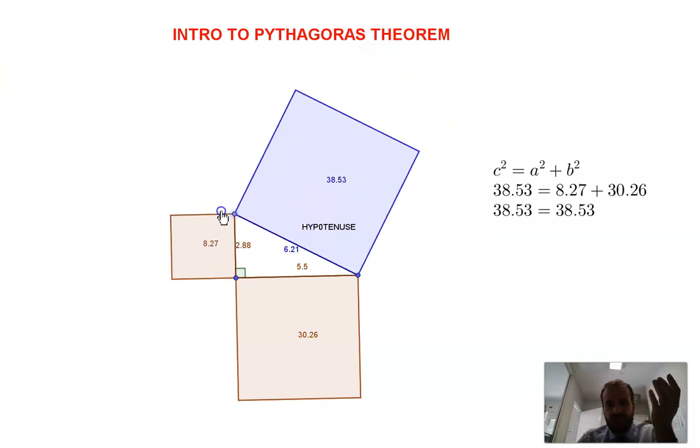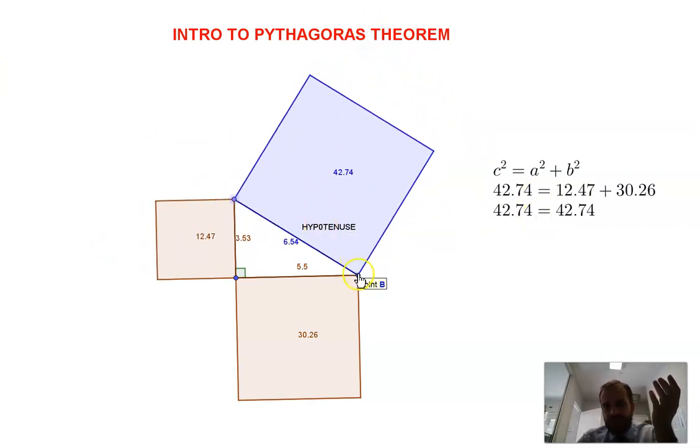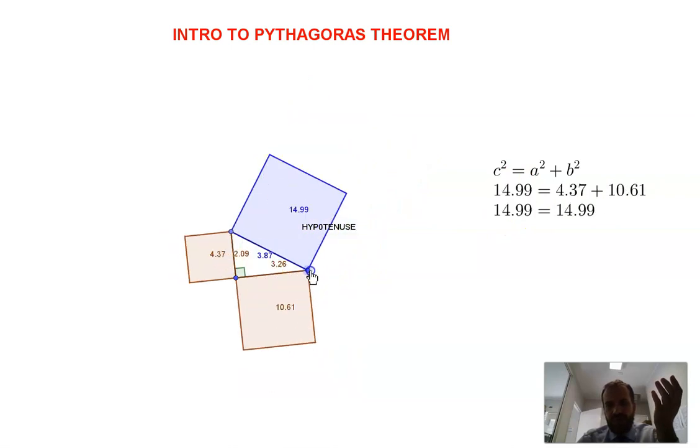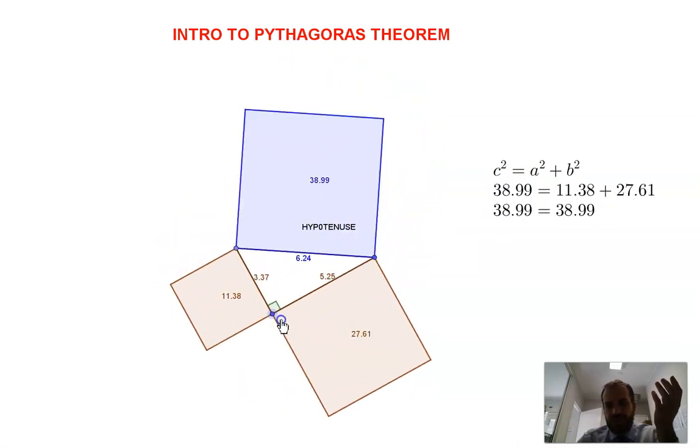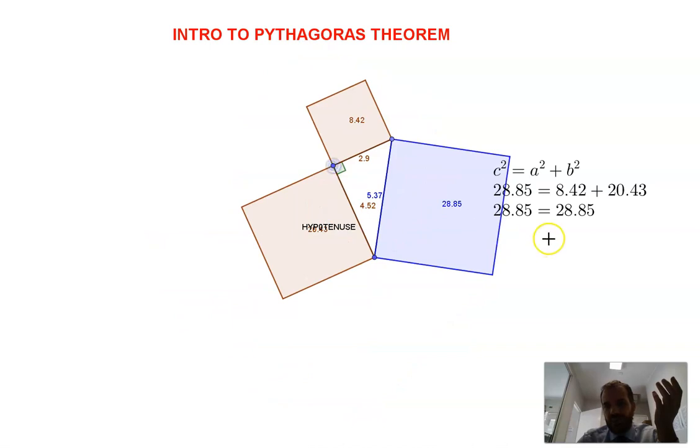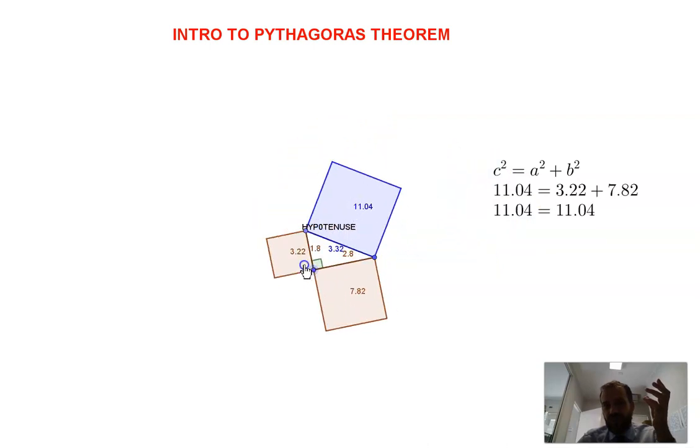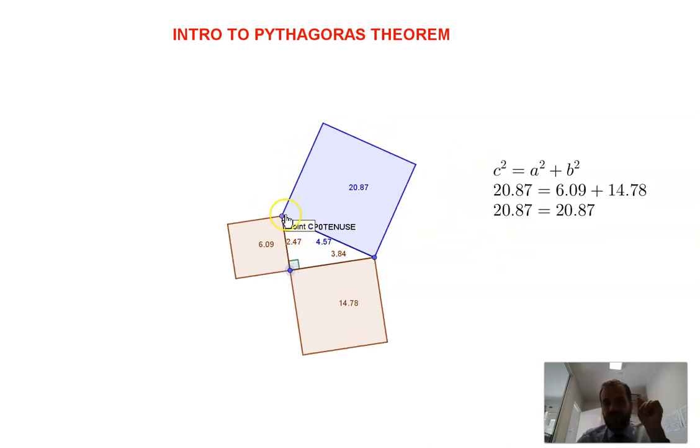a construction. And you can see that I can't really break this construction. It doesn't really matter how I move this triangle around. It still is the blue square is equal to the sum of these two other squares, although that hypotenuse label got left behind. Okay, that is an intro to Pythagoras' theorem.